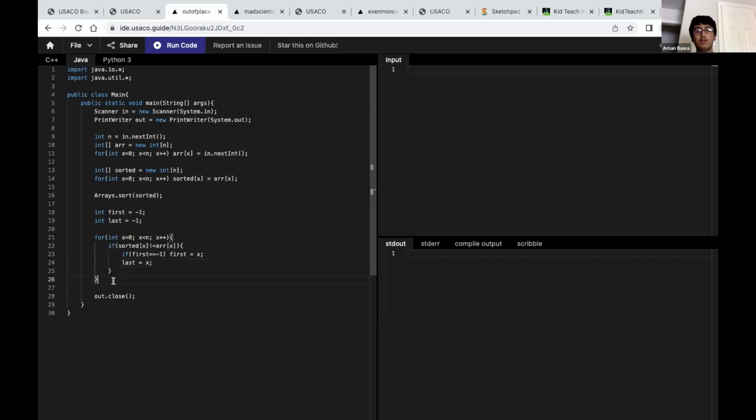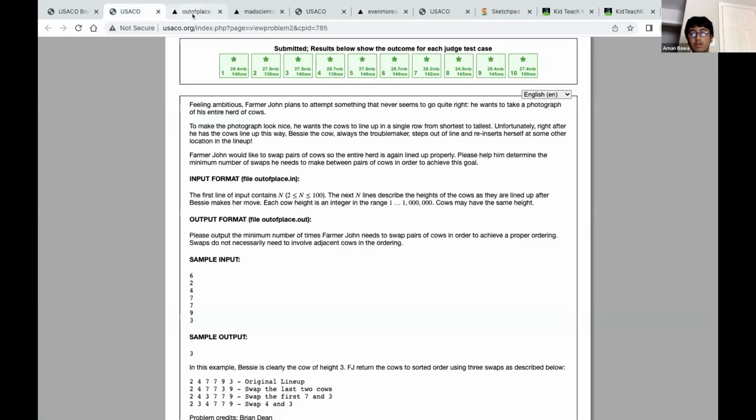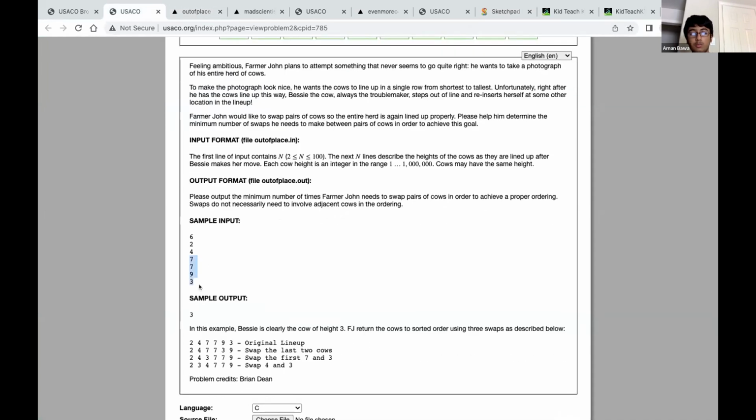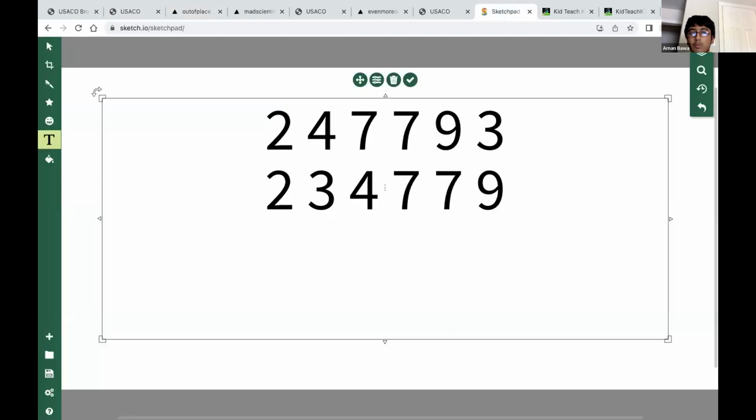Okay, and then as we said before, the answer to this is actually last minus first, because it's the distance between the two places where Bessie is supposed to be and where Bessie actually is right now. Okay, and then this should work. So let's try it out. Oops. So it says 4 right now, and let's see why.